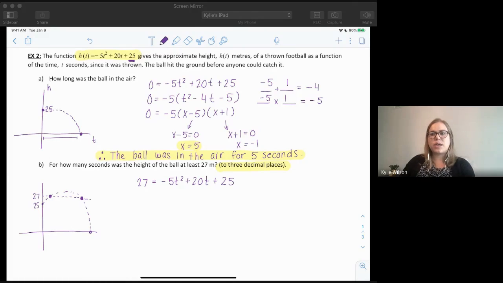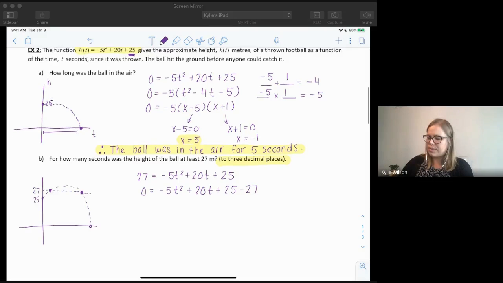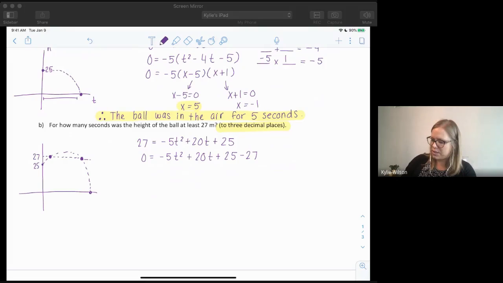Now, in order to solve a quadratic, I need it to be equal to 0. So let's move this 27 to the other side, like this. And now we can collect some like terms and simplify that 25 and 27. Okay, so now we've been told that it will not factor because it says to 3 decimal places. So we can put this right into the quadratic formula.